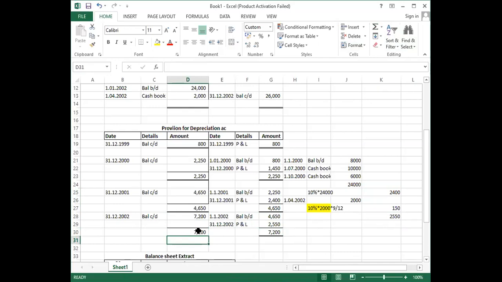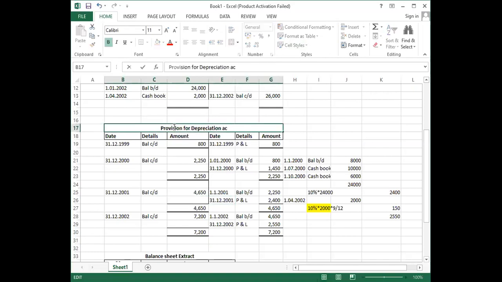I want to hope that you are having an idea now of what is happening. Do not let these accounts confuse you. This is a provision for depreciation. It is not depreciation account. It is a provision for depreciation. Depreciation account will only take this amount, right? The amount in the P&L.